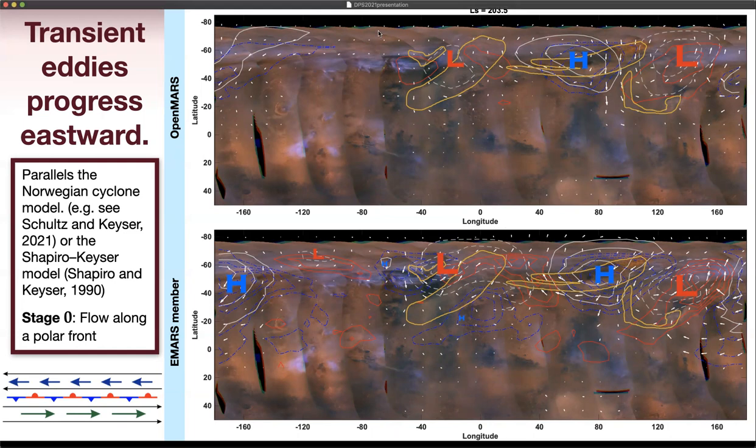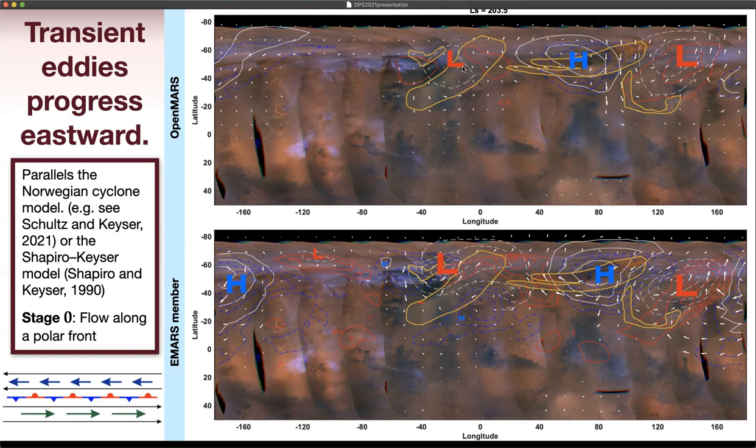This is winter under the polar hood, and where it's clear and the sunlight is reaching the ground, it's still warm near the equator. So we have this large meridional temperature gradient set up. And so baroclinic instability is favored, and that's what spins up these cyclones and anticyclones.